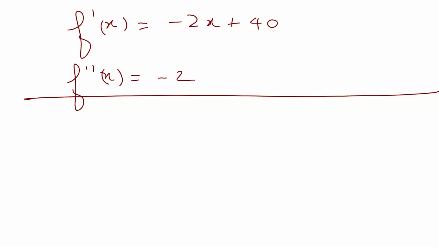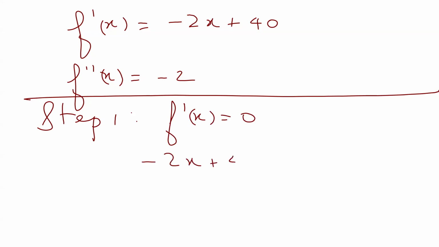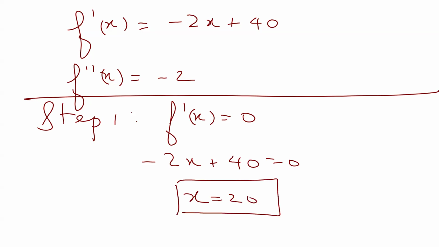Step number 1. f dash x is equal to 0. Minus 2x plus 40 is equal to 0. If you solve this, you'll get the value of x as 20.